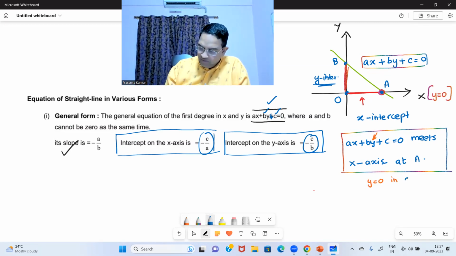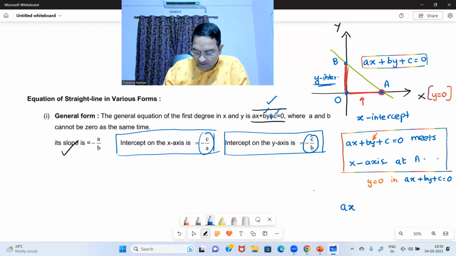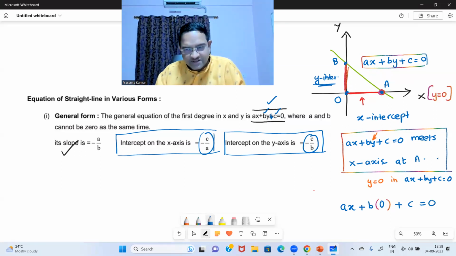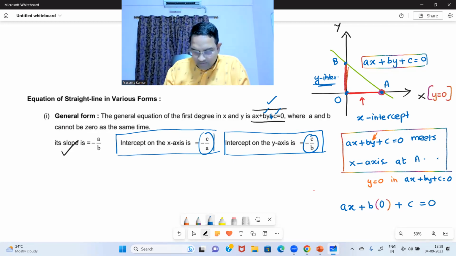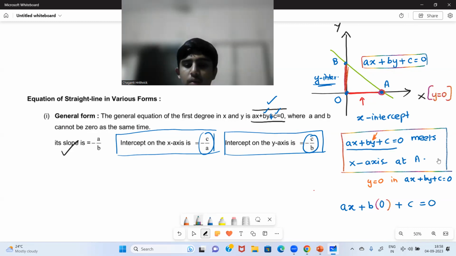Substitute y equal to 0 in which equation? In ax plus by plus c equal to 0. So what will happen, students? ax plus b into, I'm substituting the value of y as 0, plus c. This is the line, and wherever y is there, I'm substituting 0. Why am I substituting 0? Because this line is meeting the x-axis. On the x-axis, y value will be 0. Yes, so I have substituted 0.